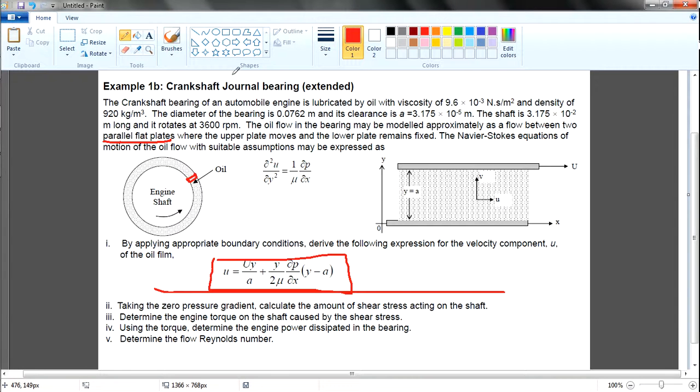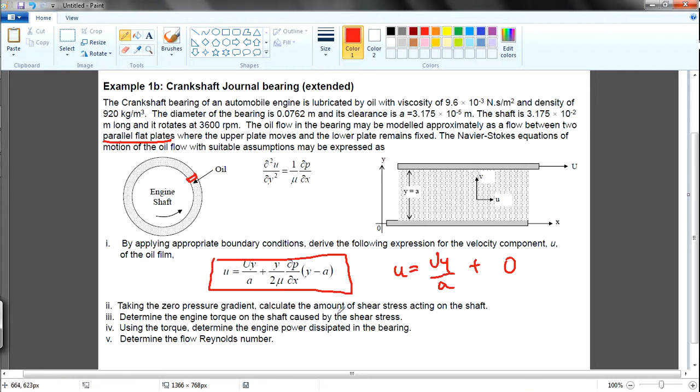Next question. Take the zero pressure gradient. Calculate the amount of shear stress acting on the shaft. So pressure gradient is the keyword, 0 is the keyword. In this case, this term is actually 0. Why? If the pressure gradient is equal to 0, the whole term becomes 0. So therefore, you know that u is equal to Uy over a plus 0.